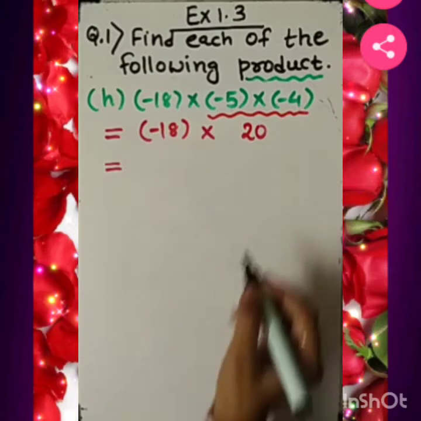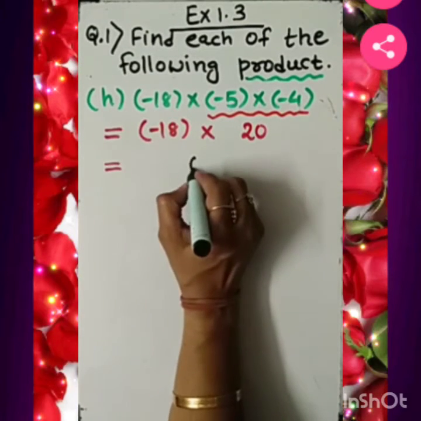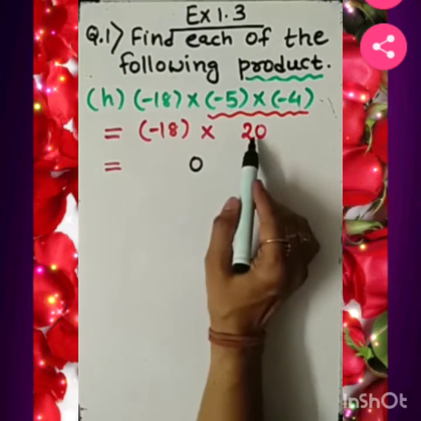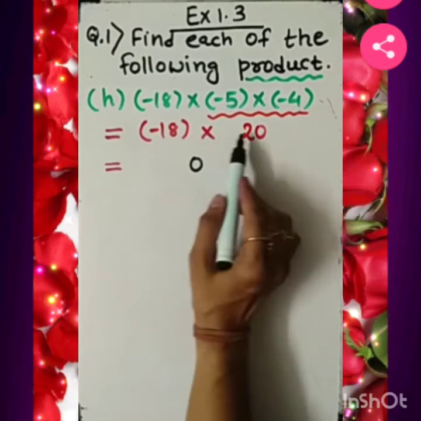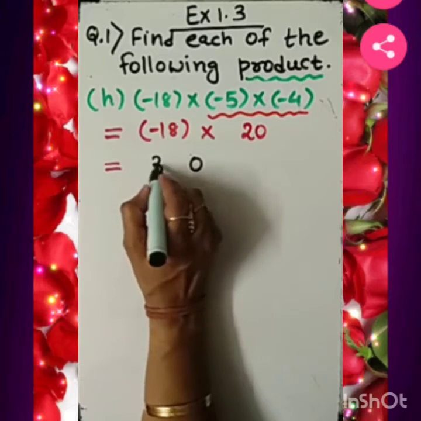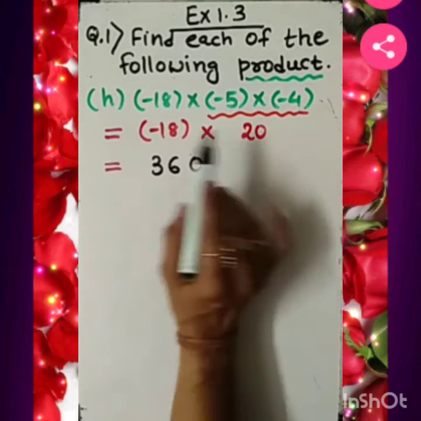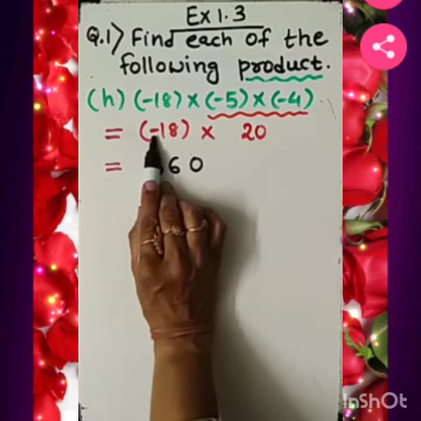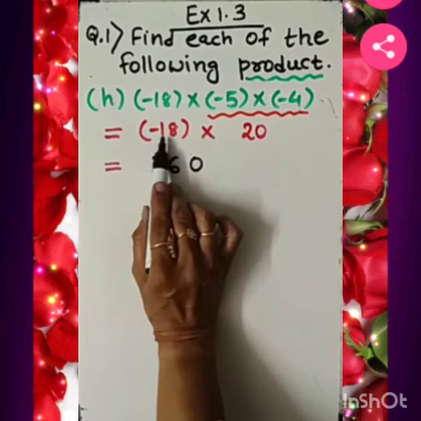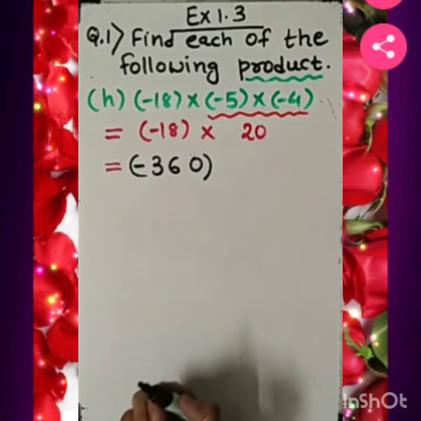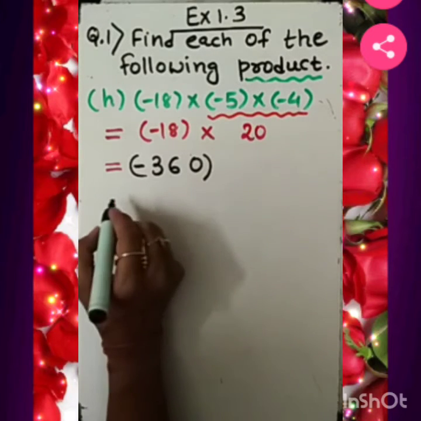We know that 0 is already there. So let it be as it is. Now simply multiply 18 into 2. Okay. 18 2s are 36, we know. Right? 18 2s are 36. Now think about this sign. Here one of the members is negative in a product. So the answer of this question will be negative. Fine. This is the solution of H.